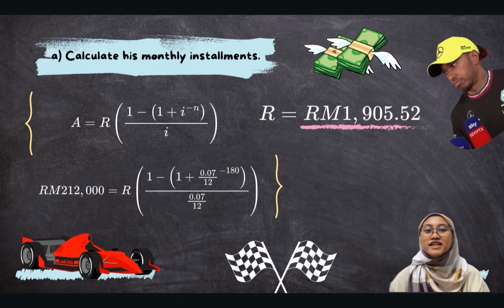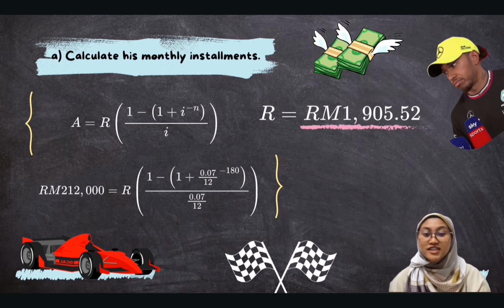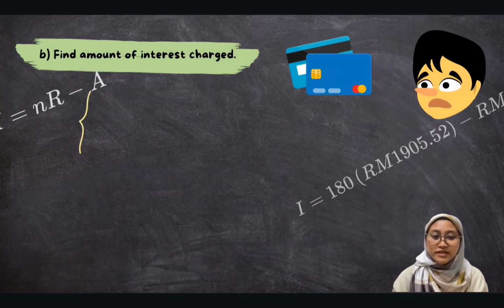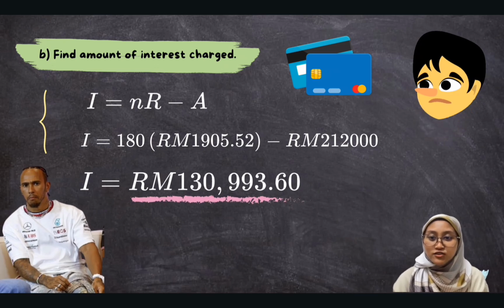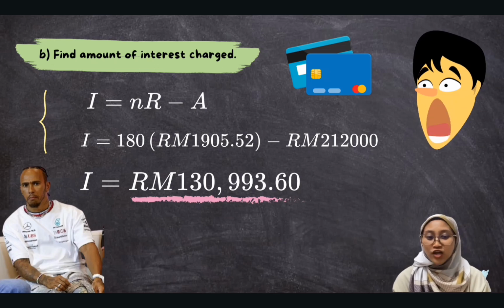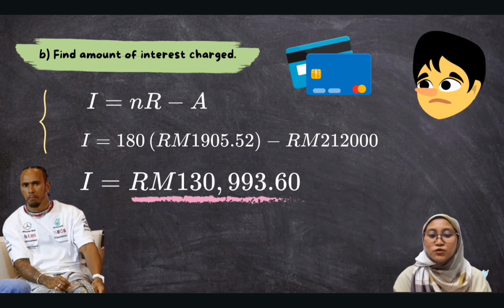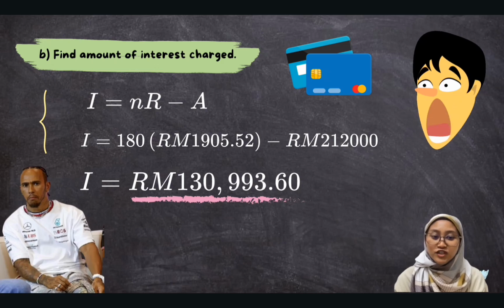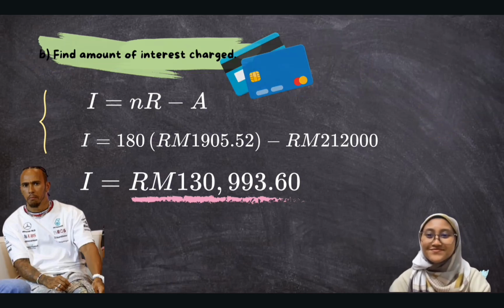So we're going to use the formula given and substitute all the amounts that we get from the question into this equation, and then we will get R equals 1,905.52 ringgit. For question B, they ask us to find the amount of interest charged, which is I. So we're going to use I equals NR minus A. Substituting all the amounts from the question and from A, we will get I equals 130,993 ringgit and 60 cents.